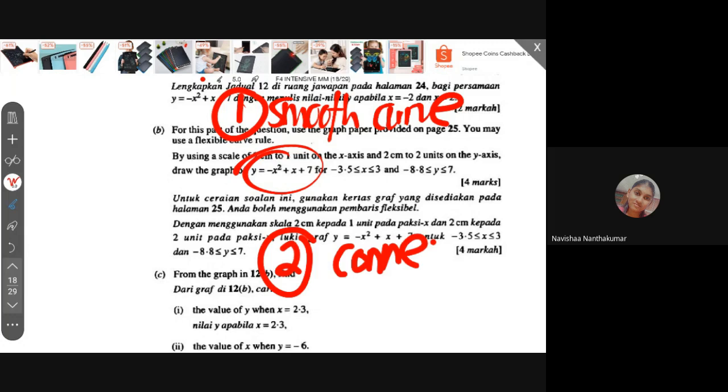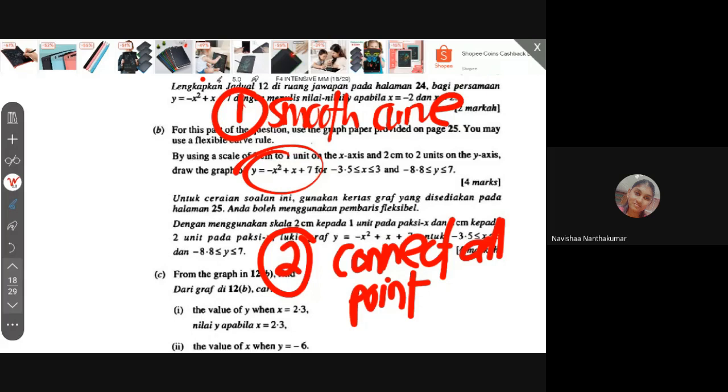Kalau tiba-tiba pemeriksa nampak satu titik tak sambung, gone already 1 mark. I think 1 mark akan hilang. Okay, kamu kena sambung semua titik. Make sure to connect all the points. Because this one is curve, so mungkin ada kebarangkalian kamu tak sambung satu point. There is a possibility you might miss 1 point because you're doing freehand. Okay, so make sure to connect all the points.